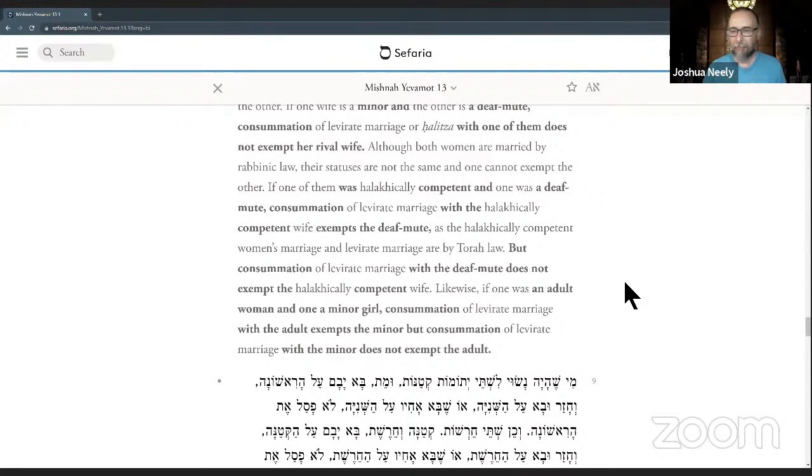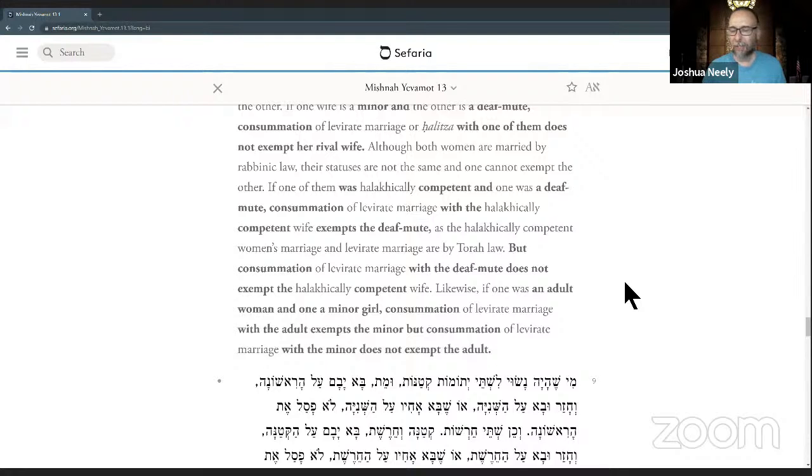However, what if it is a mixed group? If one wife is a minor and the other is a deaf mute, they both have a rabbinic status of marriage, which is weaker than the Torah status, but they each have a different rabbinic marriage from each other. Consummation of levirate marriage or chalitza with one of them does not exempt the rival wife. Although both are married by rabbinic law, their statuses are not the same, and one cannot exempt the other. Because they do not have identical situations, they don't count as being parallel enough to follow the general practice.